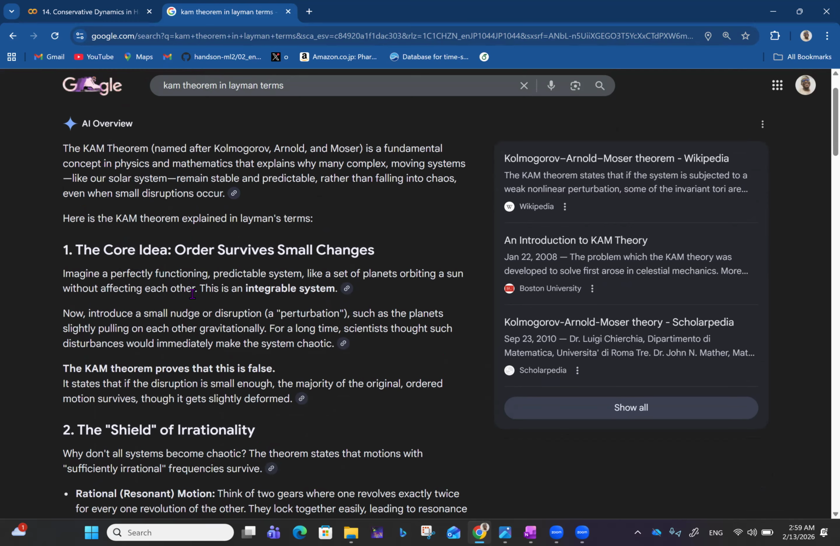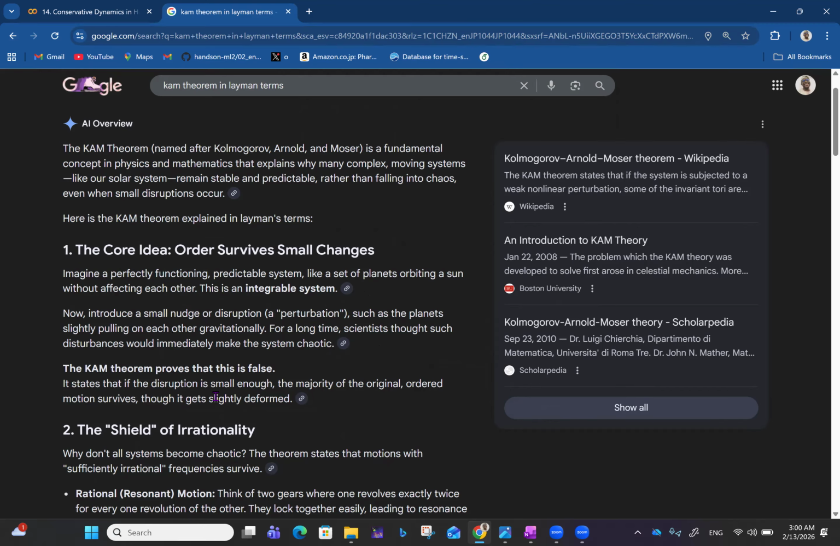Imagine a perfectly functioning, predictable system like a set of planets orbiting the sun without affecting each other. This is an integrable system, so they can work well together. Now introduce a small nudge or disruption, a perturbation, such as the planets slightly pulling on each other gravitationally. For a long time, scientists thought such disturbances would immediately make the system chaotic. But the KAM theorem proves that this is false.